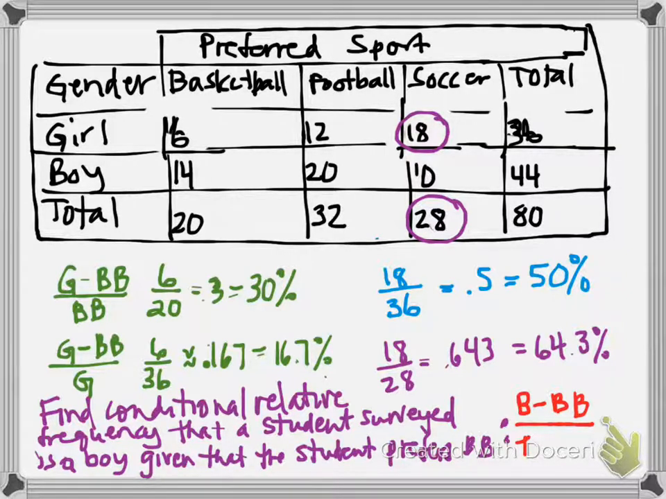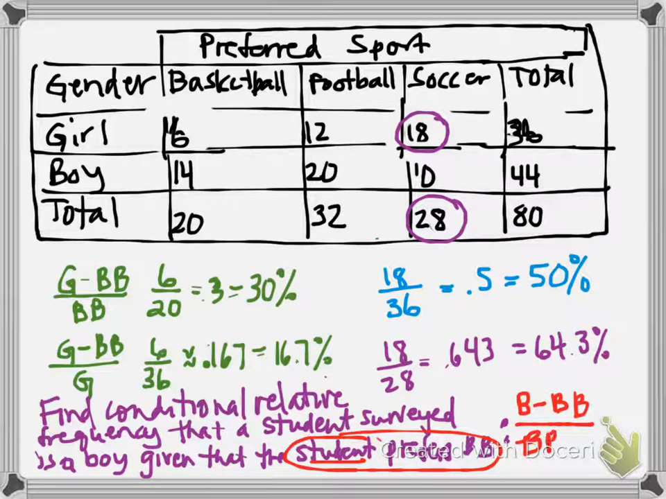So find conditional relative frequency that a student surveyed is a boy given that the student prefers basketball. And here's where you have to listen to that word student. When it says student, it's now talking about where the total goes. So this one says student prefers basketball. Does that mean the total of boys or the total of basketball? That's the total basketball. So this is our key phrase, the word student. Student means the totals on the bottom that go with the sports. Okay? See, this is a little tough. That's why we have to kind of practice it.